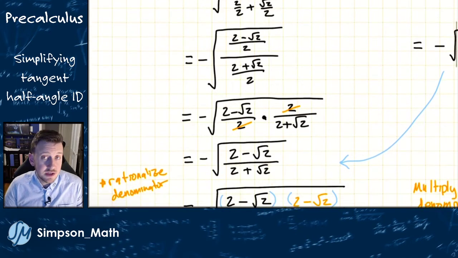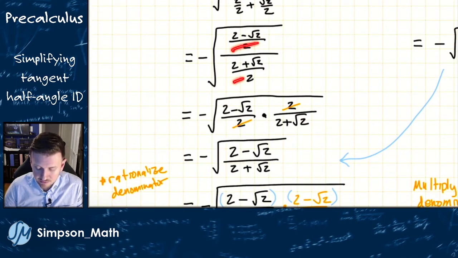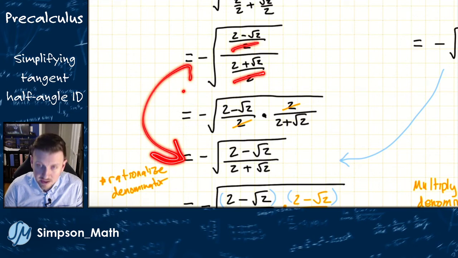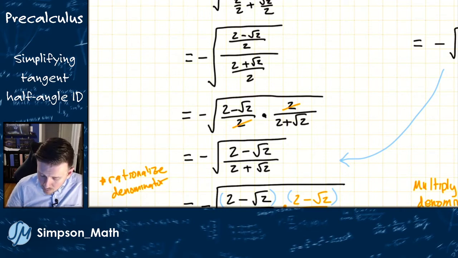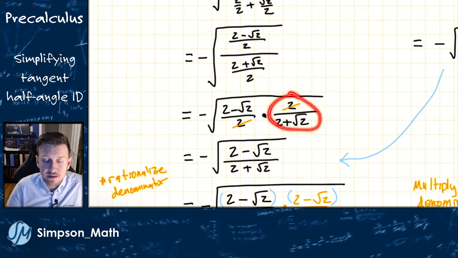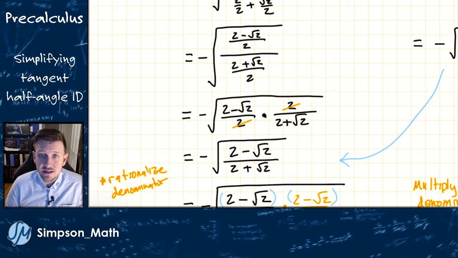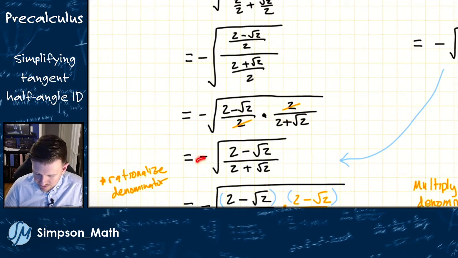At this point, some of you might see, oh, those 2's can reduce. Yes, they can, and you can skip directly to that step. If it's not so obvious to you that those 2's can reduce, then just do keep, change, flip. We're going to multiply the numerator times the reciprocal of the denominator. That's what division is. When you divide by a fraction, you're really just multiplying by its reciprocal. So now we can obviously see that those 2's reduce. So we now have a negative square root of 2 minus square root of 2 over 2 plus square root of 2.